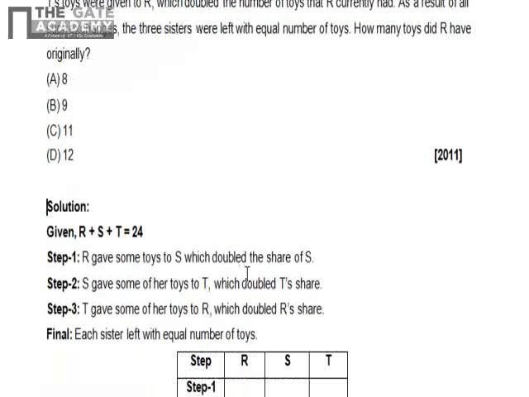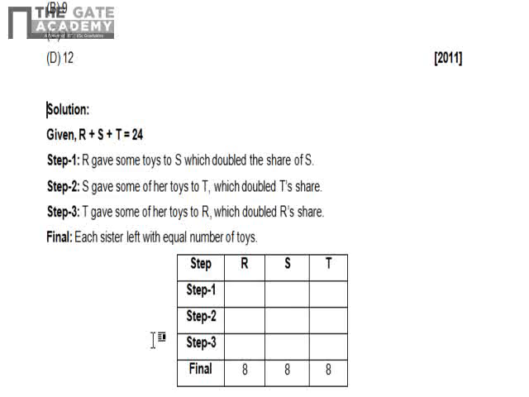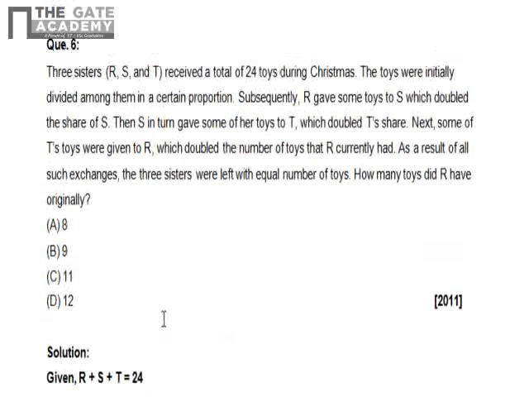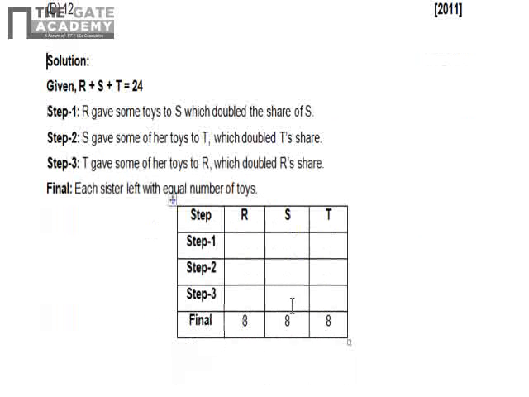I'll solve this problem in the reverse order. We know that in step 1, R gave some toys to S, which doubled the share of S. S gave some of her toys to T, which doubled T's share. T gave some of her toys to R, which doubled R's share. Finally, each sister was left with an equal number of toys. Since the total number of toys is 24, the final is 8, 8, 8.